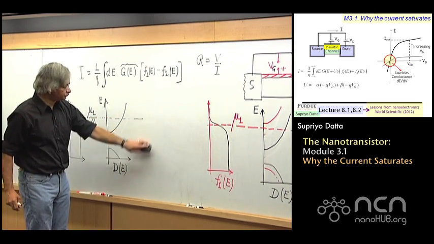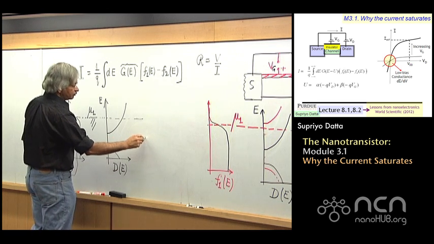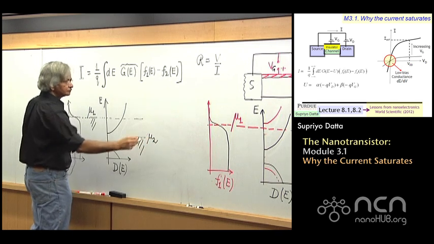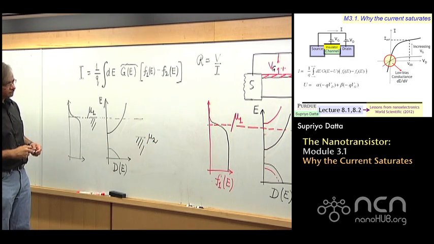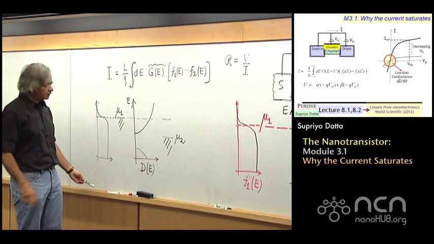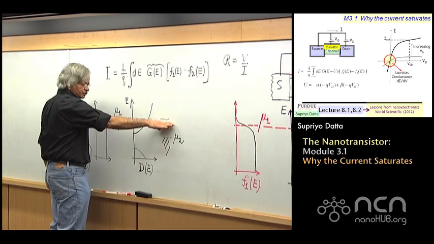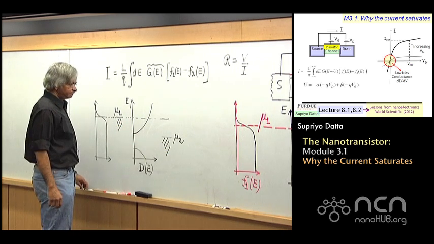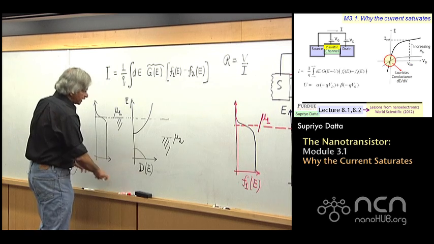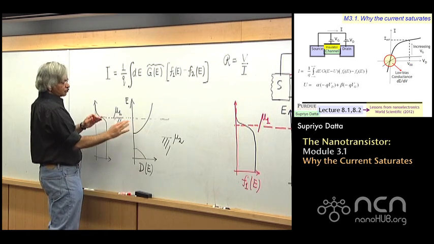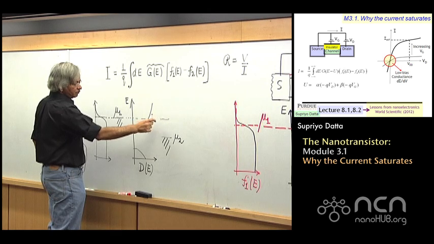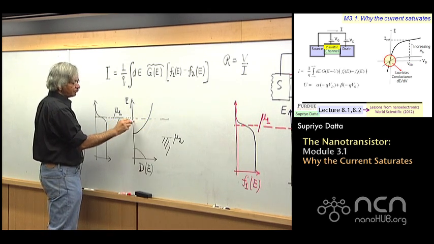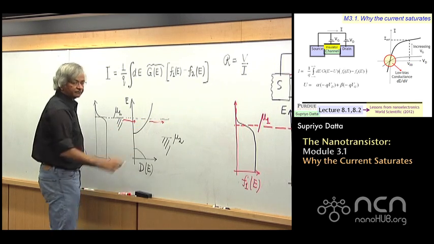Okay. So mu2 is, let's say, down here. So now the question is, as I keep increasing the voltage, of course this keeps going down, what will happen to the current? And this is where you can see that current of course flows in this energy window between mu1 and mu2, because this is the region where electrons keep coming in from here and keep getting pulled out over there.